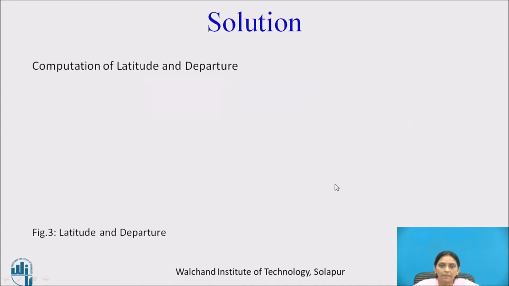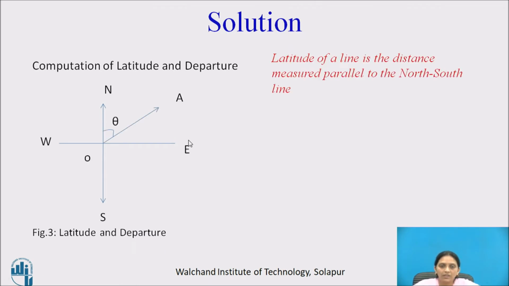Now compute the latitude and departure of the line. So first of all, we'll see what is meant by latitude and what is meant by departure. Consider any line OA. The bearing of line OA is theta with reference to north. Latitude of a line is a distance measured parallel to the north-south line. So this is a line parallel to the north and south line. So this is called the latitude of line OA.